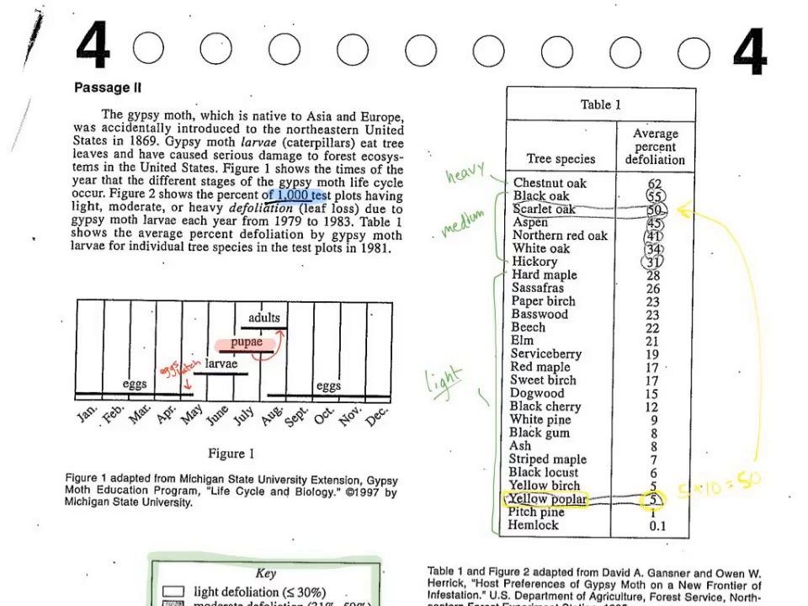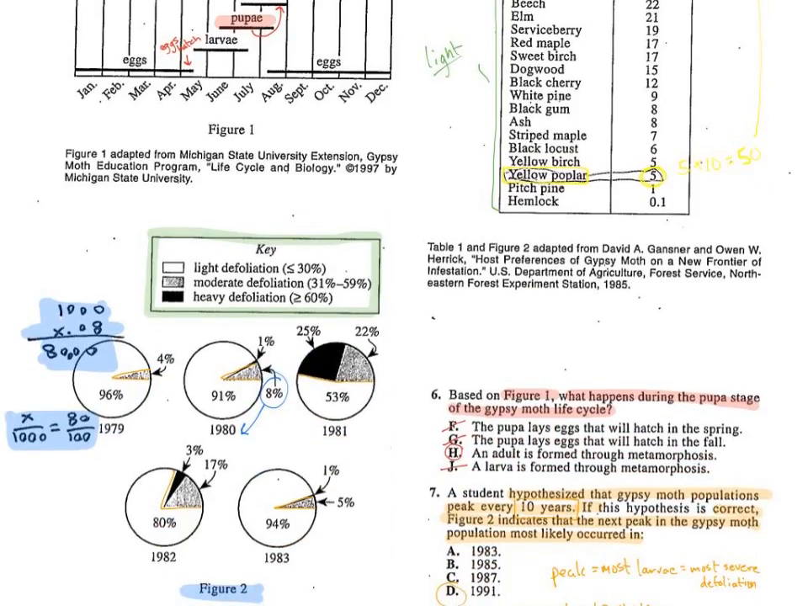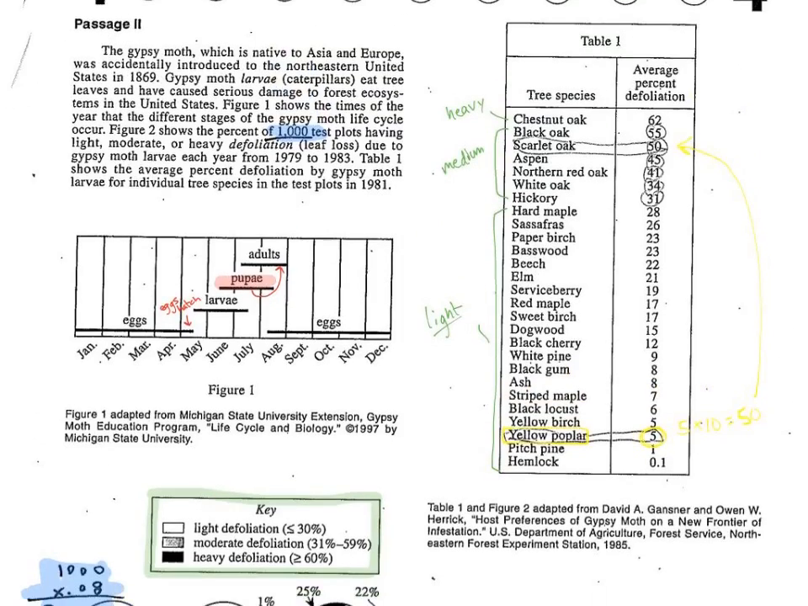Passage 2 was a data passage that showed the life cycle of the gypsy moth and the damage that it does to forests nearby and ecosystems. So the first question, based on figure 1, what happens during the pupa stage of the gypsy moth cycle? So you need to look at figure 1 here.